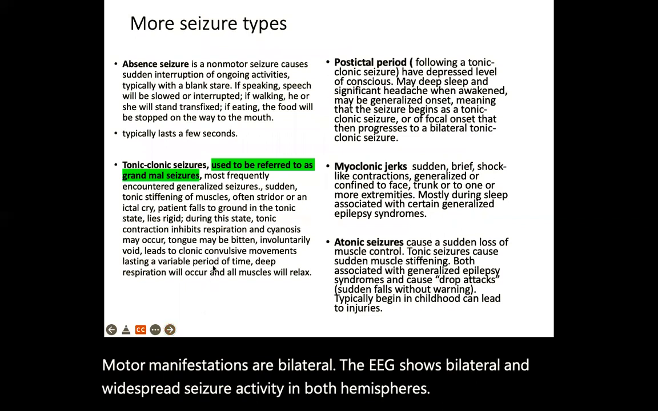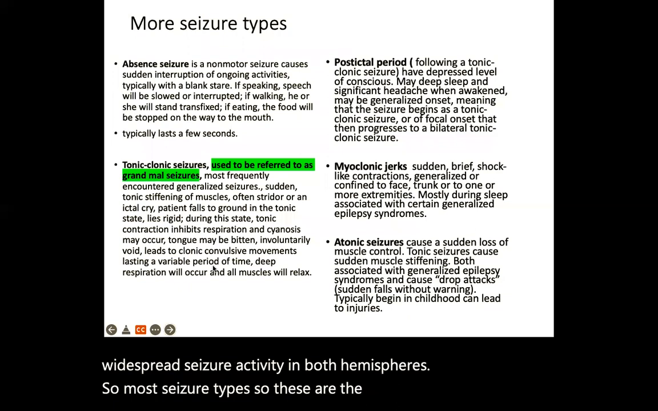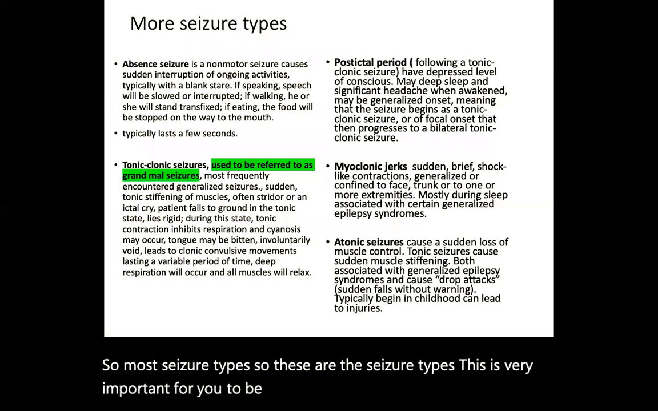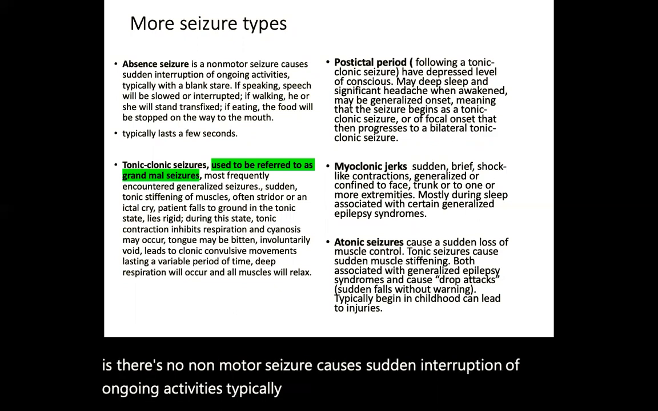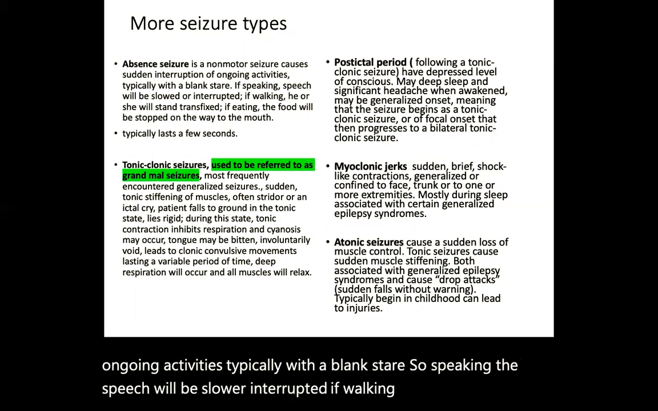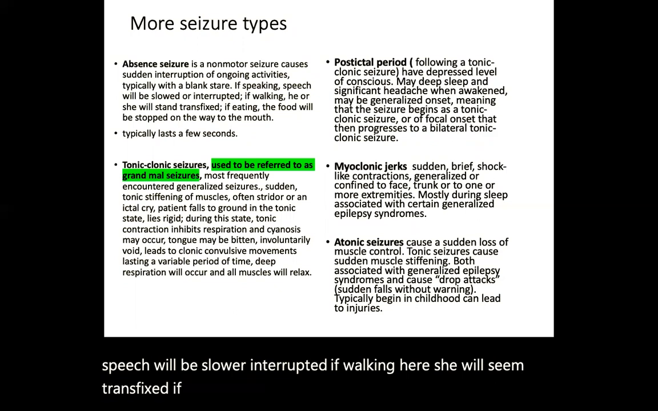So these are the seizure types. This is very important for you to be able to differentiate. An absence seizure is a non-motor seizure that causes sudden interruption of ongoing activities, typically with a blank stare. If speaking, the speech will be slowed or interrupted. If walking, he or she will seem transfixed. If eating, the food will stop on the way to the mouth. It typically lasts a few seconds.